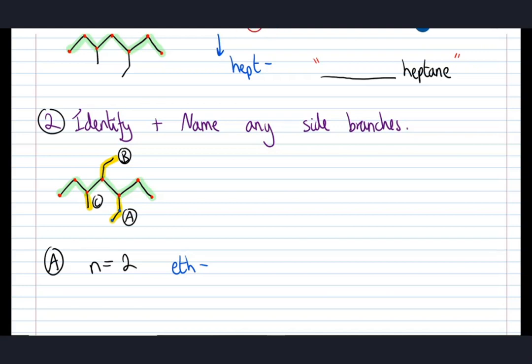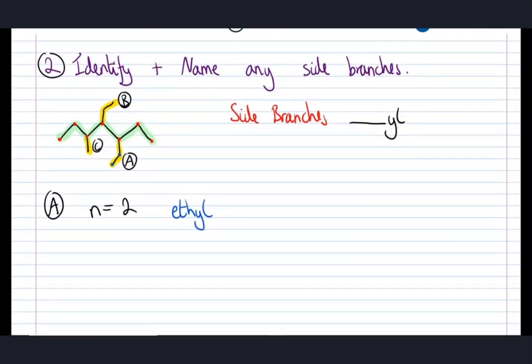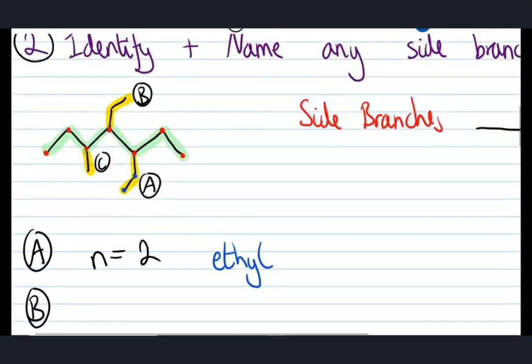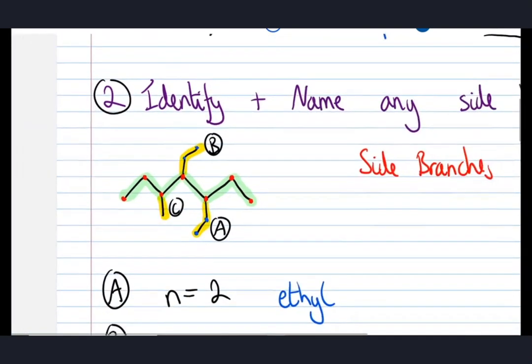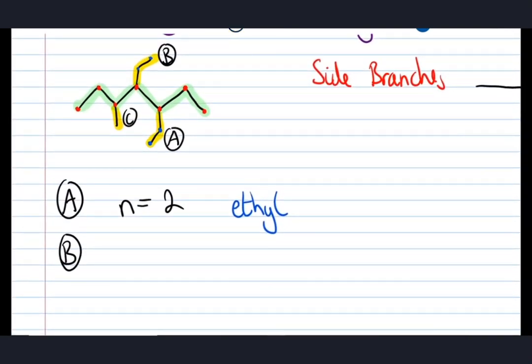Now, all side branches, they end with yl. So it's something-yl. So this is ethyl. And we move on to B. Again with B, let's bullet on our carbons. 1, 2. So B is the same as A. N equals 2. It's ethyl.